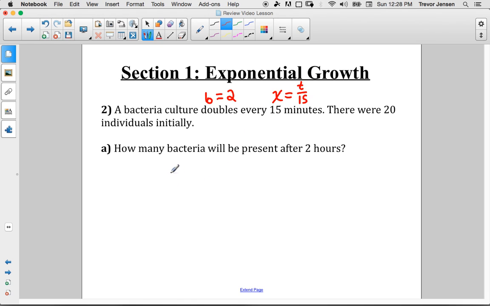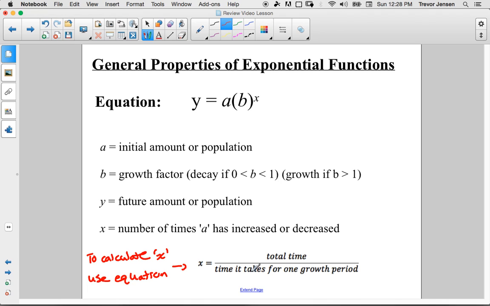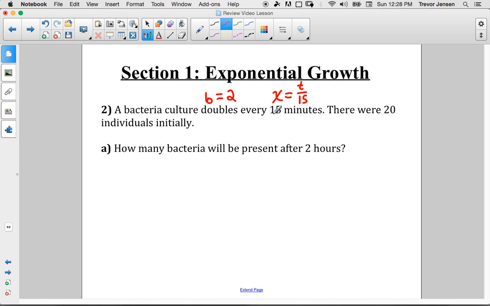Because remember, for x you always have to do total time divided by time it takes for one growth or decay period. It takes 15 minutes for one growth period, so we have to do total time divided by 15. And there were 20 individuals initially, so we started off with an initial population of 20. How many bacteria will be present after 2 hours? First of all, we need to keep our units consistent. Since our growth factor was given in minutes, we should convert our hours to minutes here. So 2 hours is 120 minutes, so I'll change it to 120 minutes.